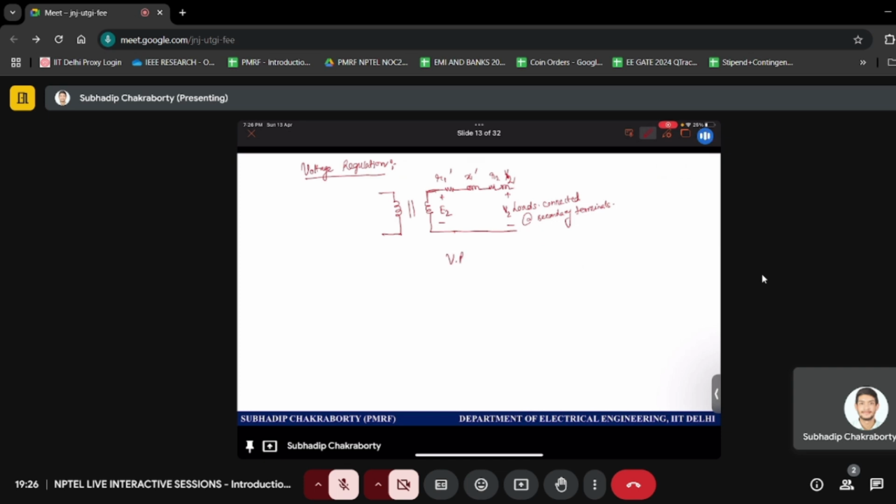And then how can we define the voltage regulation? Obviously in terms of percentage as E2 minus V2 by V2, simply mod of this times 100%, and obviously this is your I2. So this is neglecting high impedance parallel magnetizing branch.